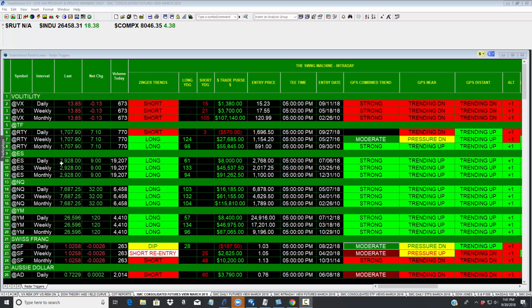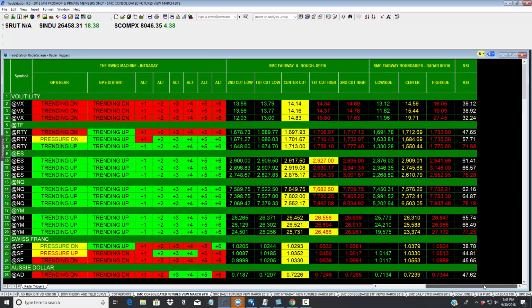On a daily basis, it's currently the ES is trading at 29.28. On a daily basis, the swing machine issued a long signal 61 days ago. 61. The price was at 27.68. It was at 5 p.m. The date was July 6th. The trend currently is strong, the combined trend. Trending up on the near trend, trending up on the distant trend.